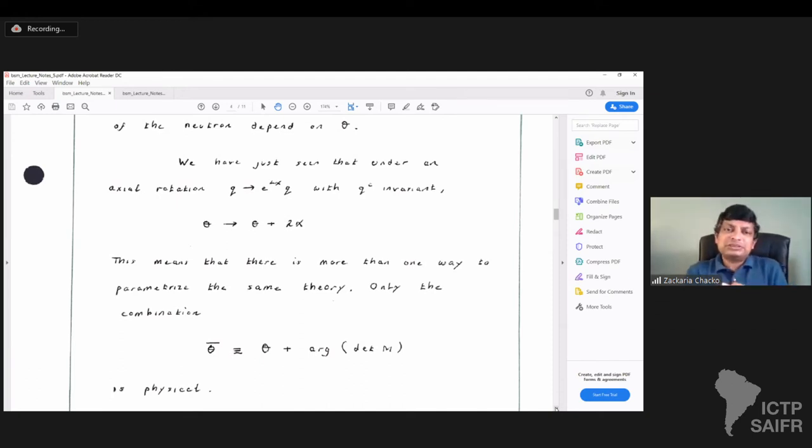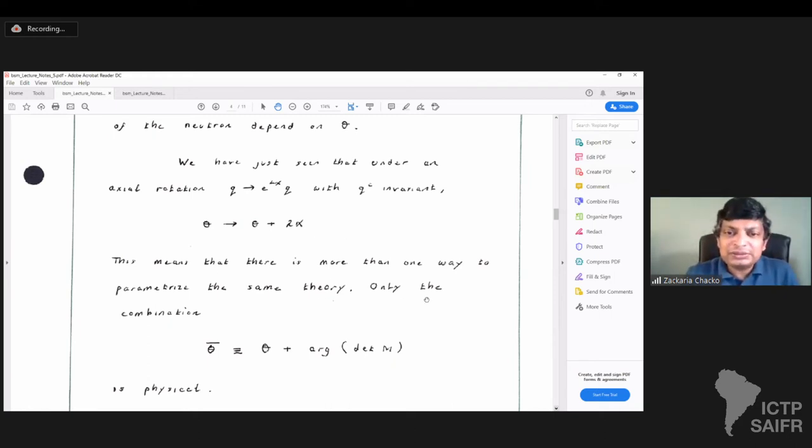Okay. So what that means is that there is more than one way to write the same theory. Because whatever the value of theta is, I can rephase my quarks and I get back the same theory except that theta has now shifted. So there are multiple ways to write the same theory. It's very annoying to have to deal with. You've got to be sure we are talking about the same theory. Otherwise, it's a headache.